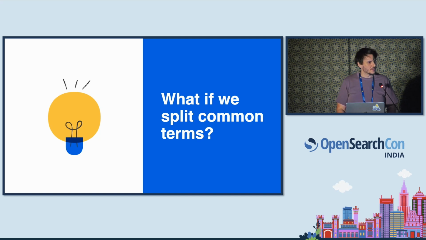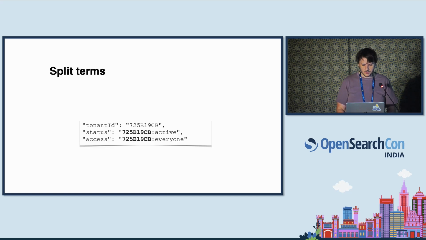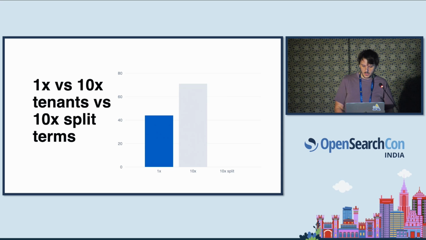So what if we split those common terms? We looked at taking some of our common fields that we used as part of our query, things like status and access levels, and we prefixed them with the tenant ID. And we saw some reasonable improvements from doing this in a local environment. So we're now only at about 45% overhead in this scenario.